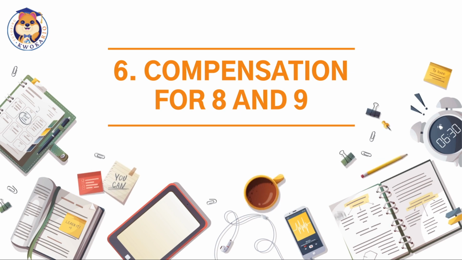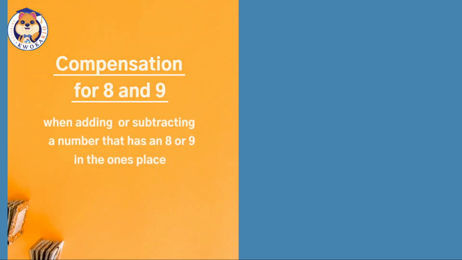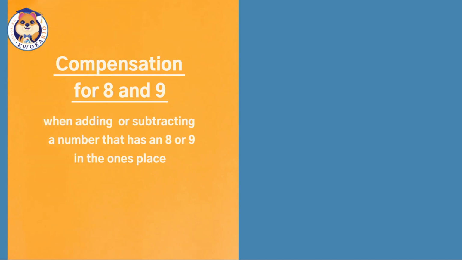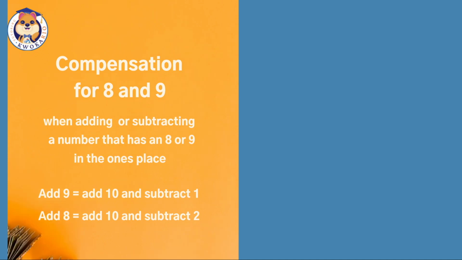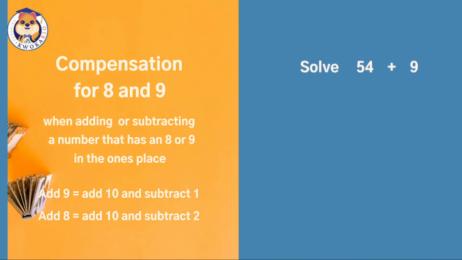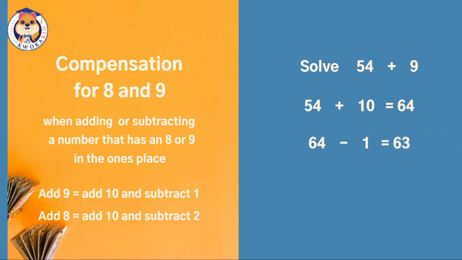Strategy number 6 is compensation for 8 and 9. Try this strategy when adding or subtracting a number that has an 8 or 9 in the ones place. Add 9 equal add 10 and subtract 1. Add 8 equal add 10 and subtract 2. Let's solve 54 plus 9. This is the same as 54 plus 10 equals 64, and 64 minus 1 equals 63.